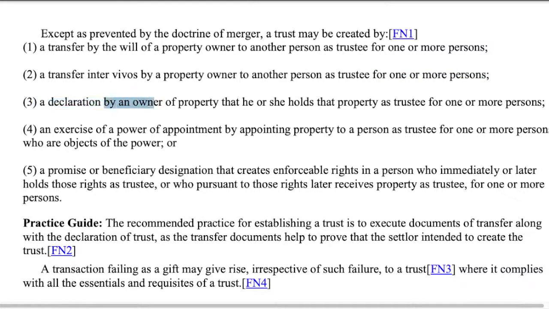Number 3, a declaration by an owner of property that he or she holds that property as trustee for one or more persons. Interesting concept. So a trust may be created by, except as prevented. So we've got to see if there's anything preventing us from doing this. But it could literally be a declaration by an owner of property. I own the property, but I'm holding the property as a trustee for these people, meaning that I may own the property, but I'm only holding an equitable title, and the legal title is held by one or more other persons.